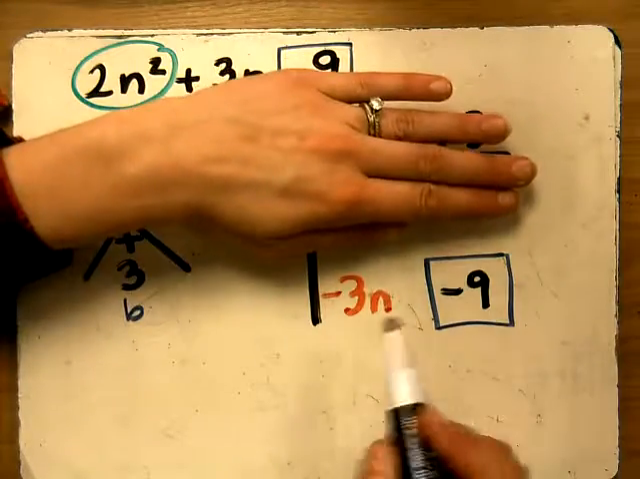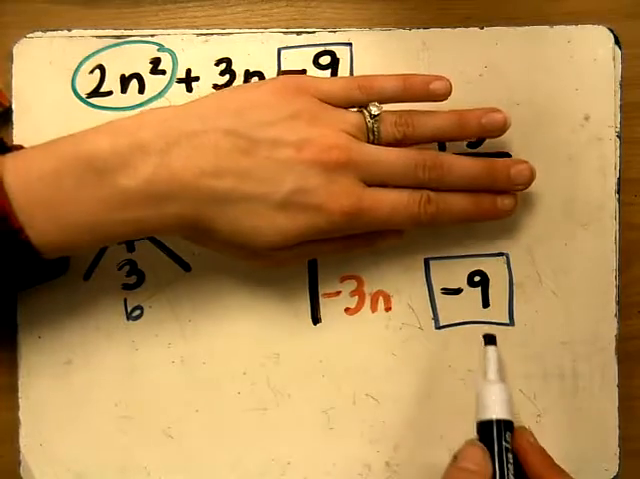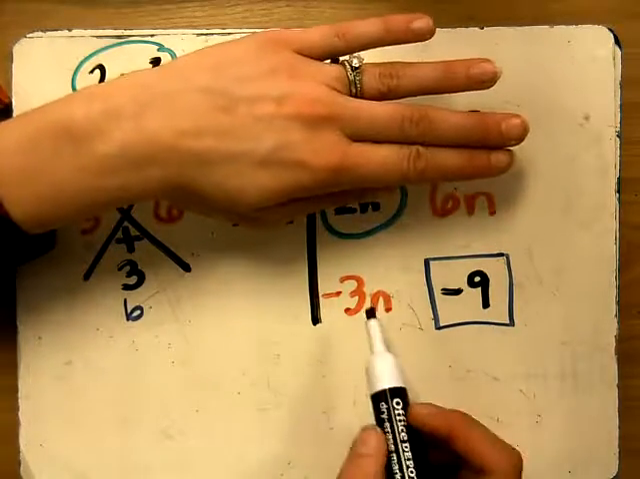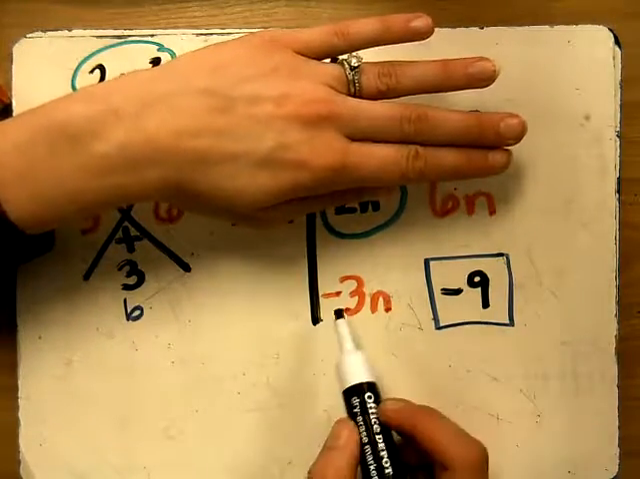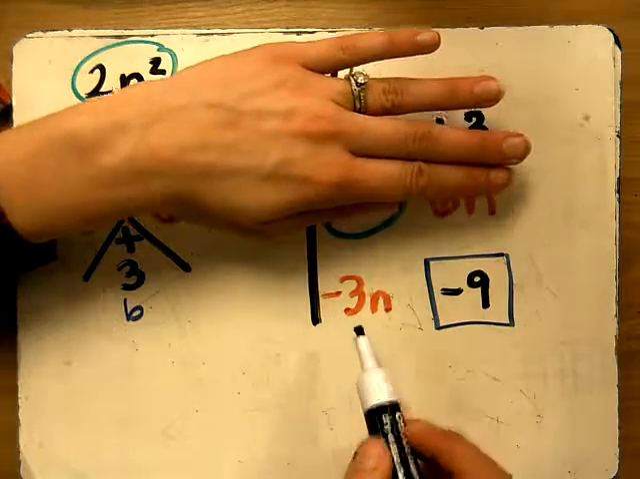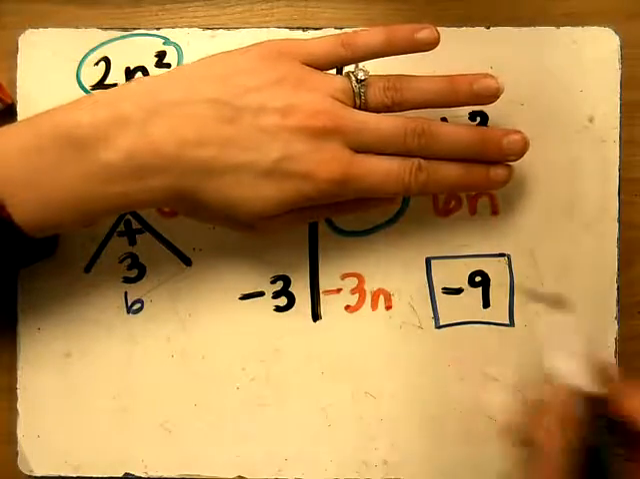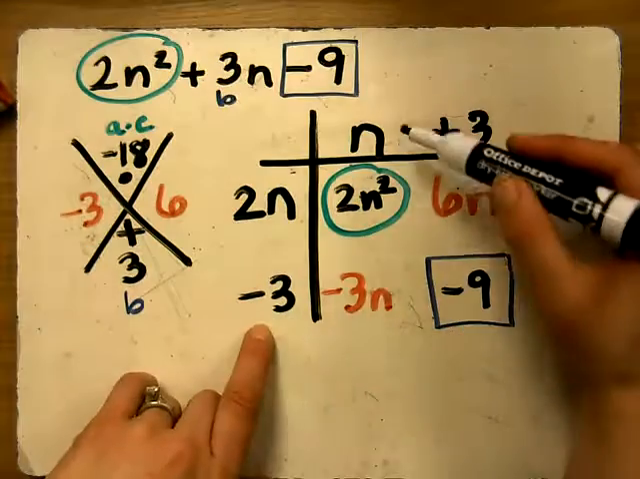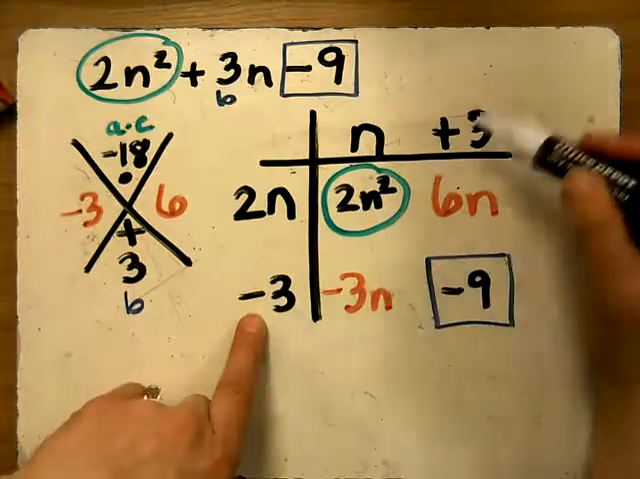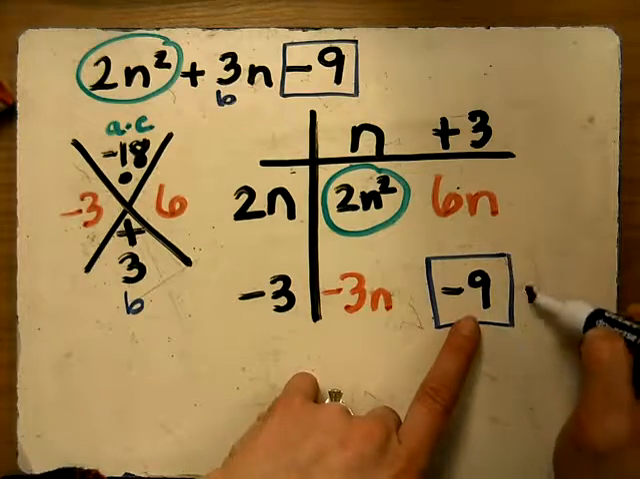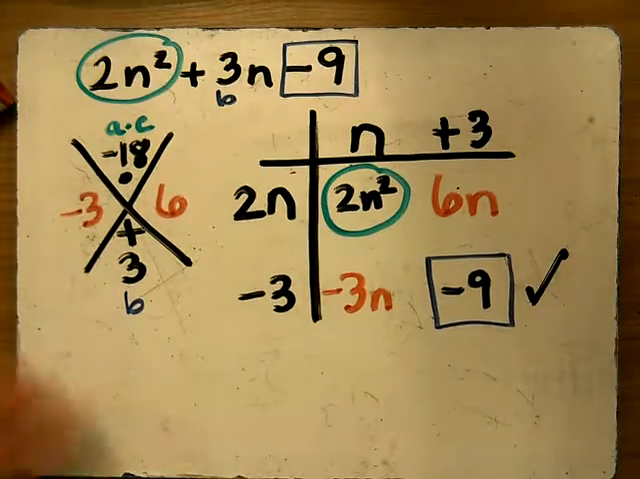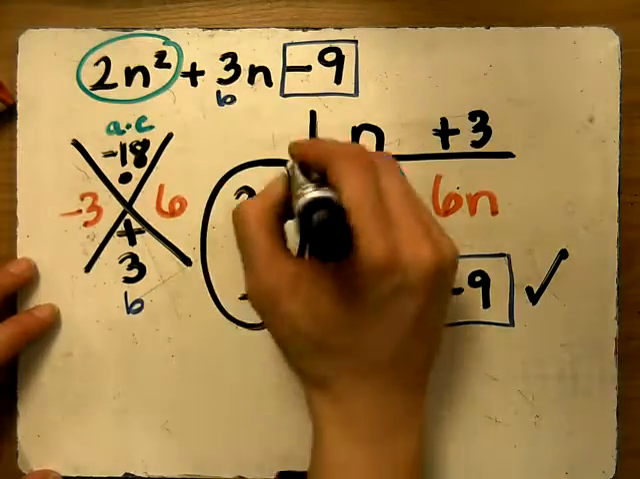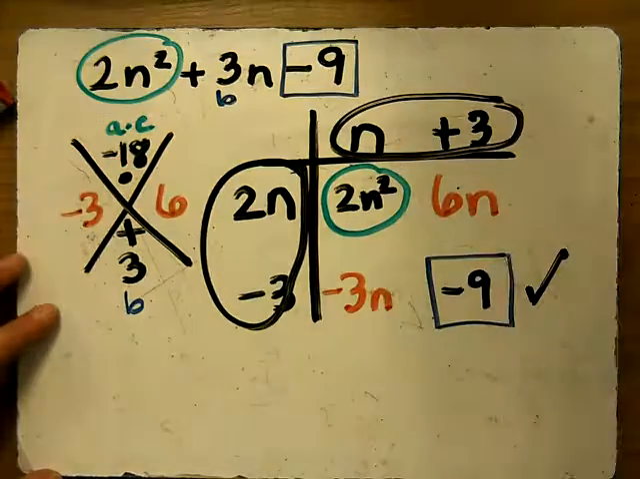So now I look down here. What is the common factor of negative 3n and negative 9? The common factor would be 3, except that the leading coefficient here is negative, so I'm going to factor out a negative 3. Now I have to double check to make sure that these all multiply out correctly. Negative 3 times n is a negative 3n. Negative 3 times 3 is a negative 9. So these would all multiply out correctly. So these guys over here become my factors.